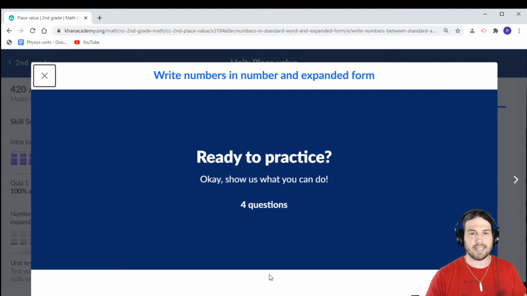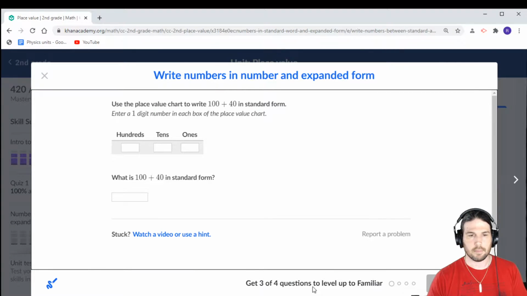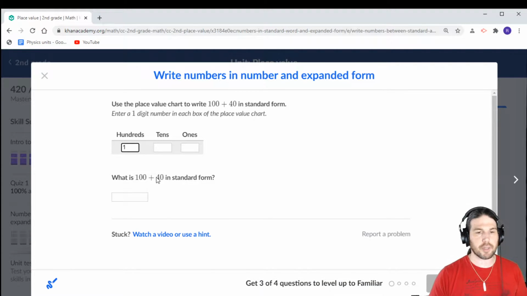Write numbers in number and expanded form. Use the place value chart to write 100 plus 40 in standard form. Well, that's 1 in the hundreds place. That's 4 in the tens place.